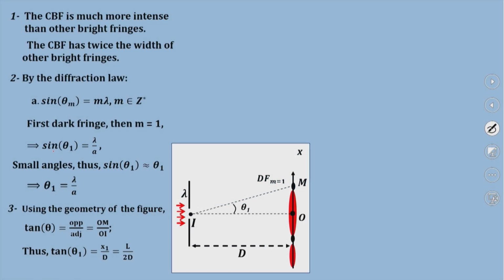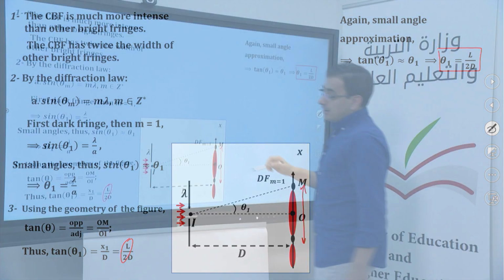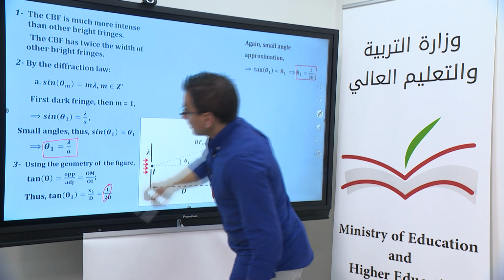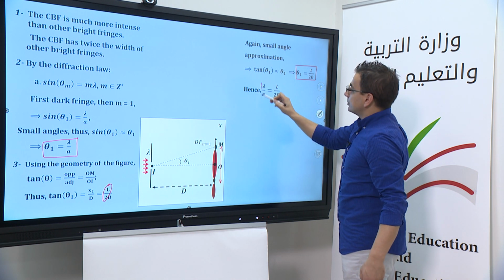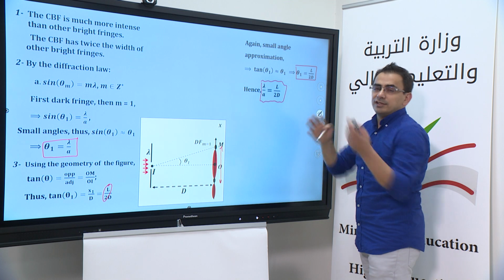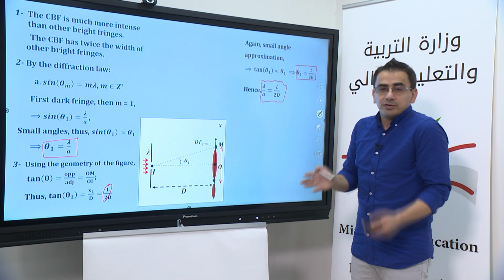Now continuing, tangent theta 1 equals x1 over distance D, and x1, which is OM, is half L. So I replaced x1 by L over 2. So tangent theta 1 equals x1 over D, so that we don't do the same mistake again. Okay, again, using small angle approximation, tangent theta equals theta 1, then theta 1 is L over 2D. So notice that now I have two expressions for theta 1, this one and this one as well. Hence, lambda over A equals L over 2D, and this is the relation I'm asked about. Now, whether you prefer to write it in a different form, L equal to lambda D over A, or anything else, it's not wrong. Okay? But I can stop here since I know that all I need is a relation right now.